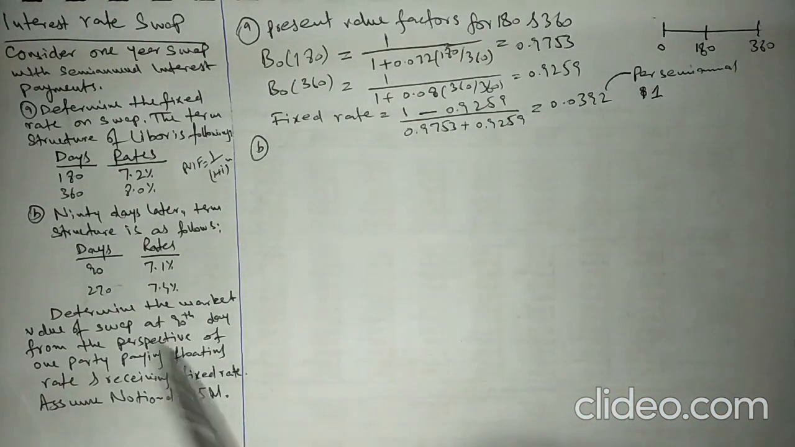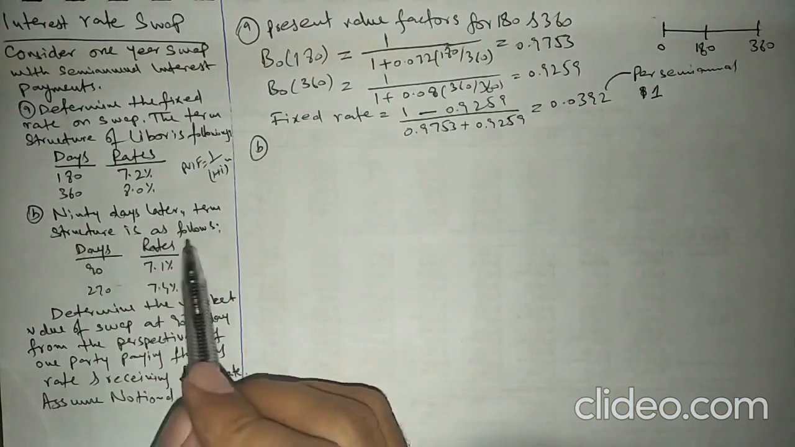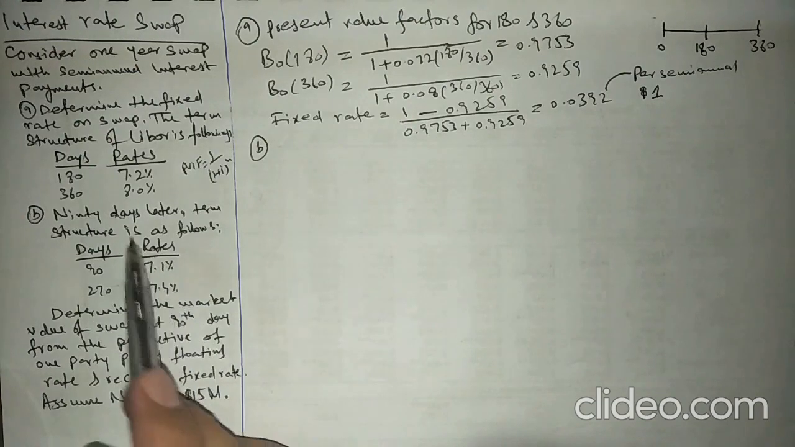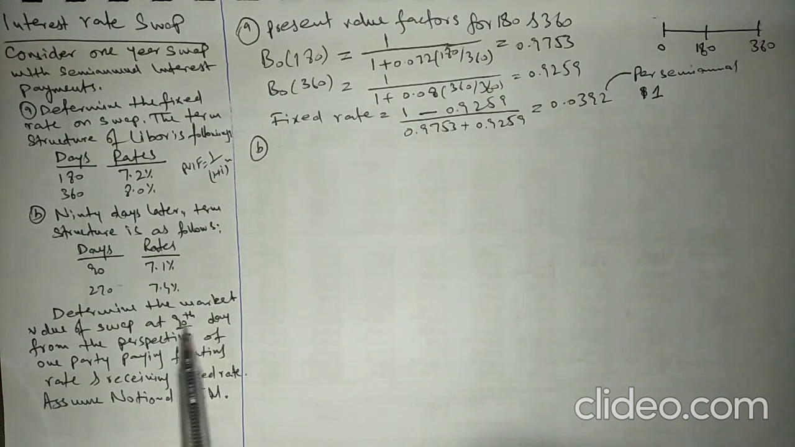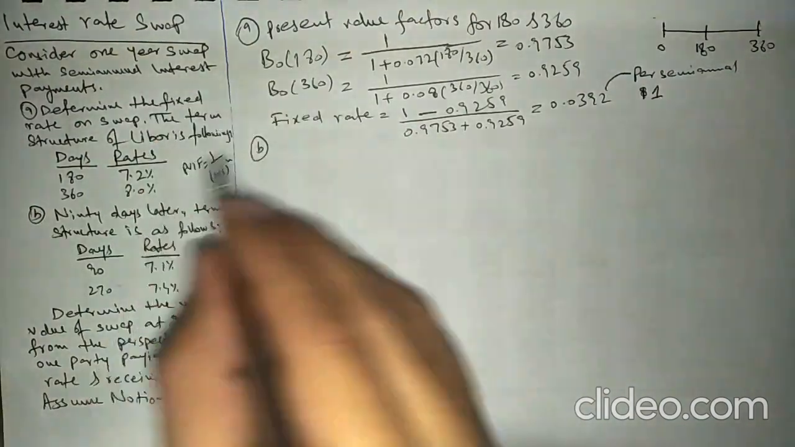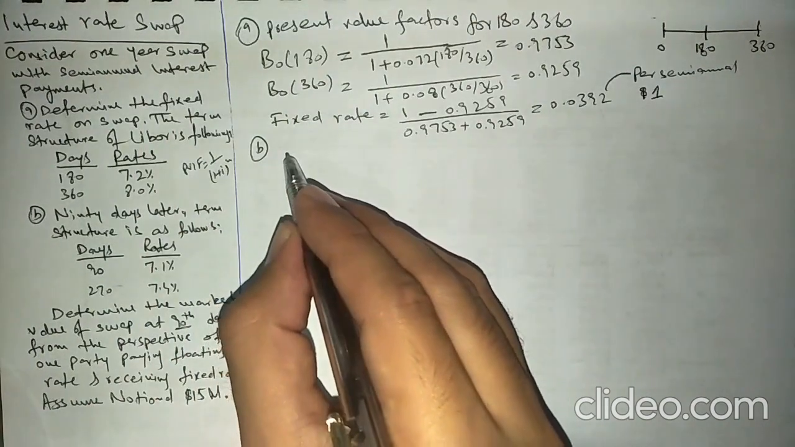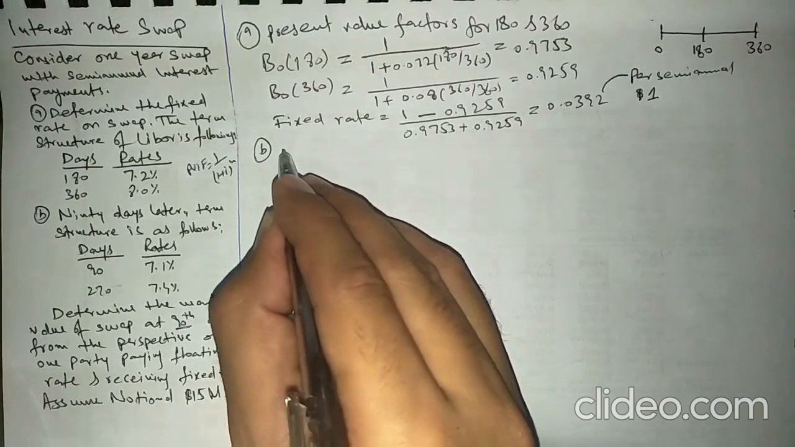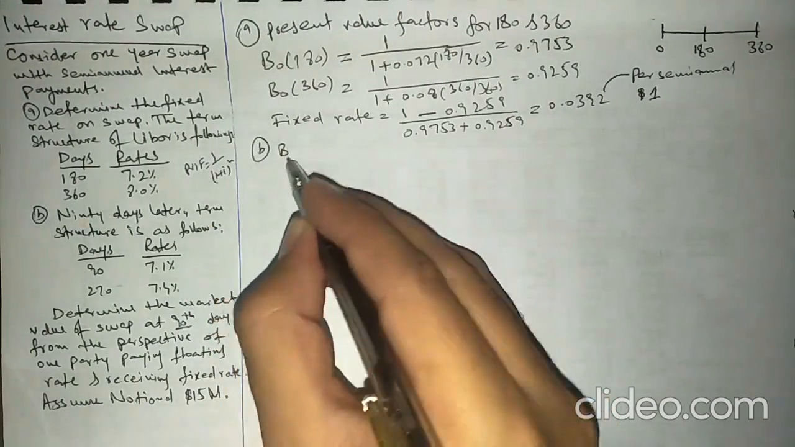So requirement B is that 90 days later the term structure is as follows: determine the market value of the swap at the 90th day from the perspective of one party paying floating and the other receiving the fixed rate. Assume a notional of $15 million. So the requirement is to calculate the market value at the end of the 90th day. Here we will calculate the value of this swap agreement at the 90th day. To calculate the value at the 90th day, first of all we will calculate a present value.